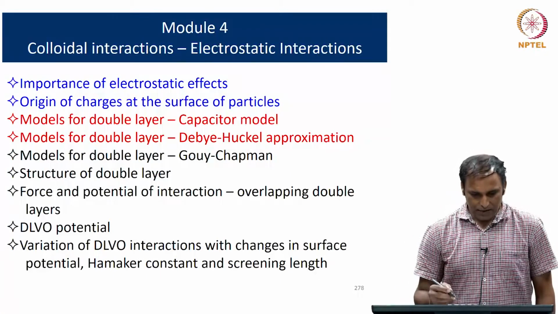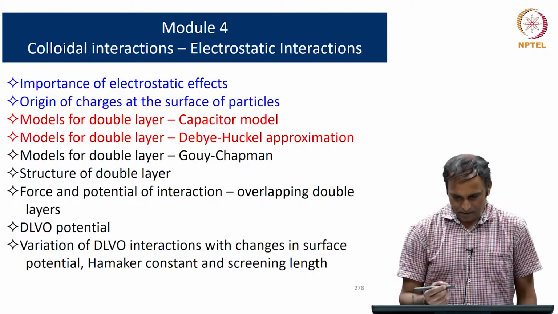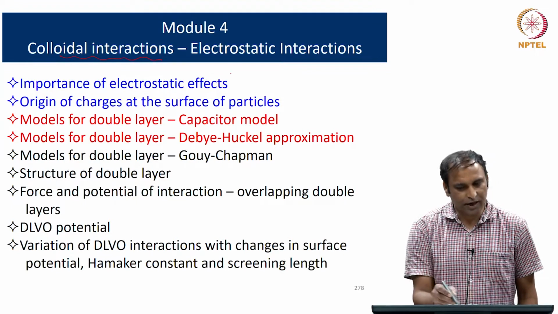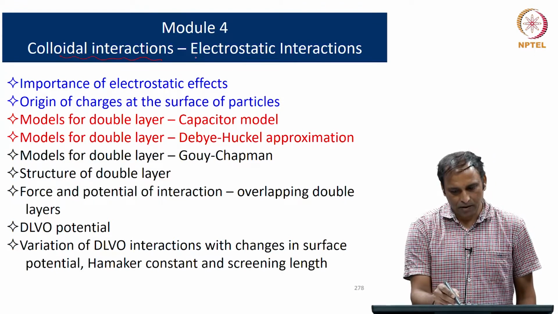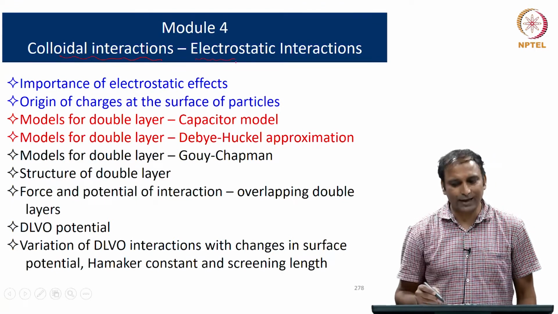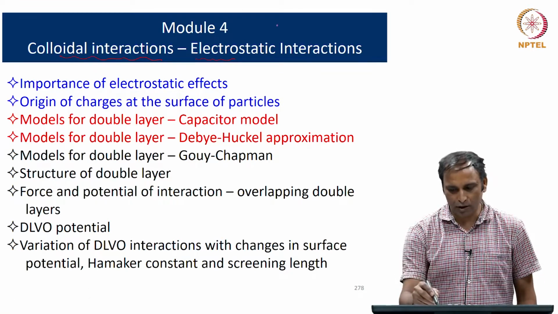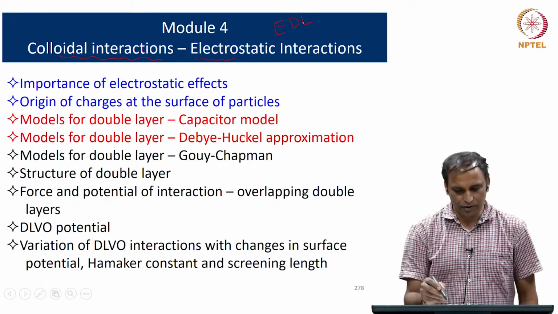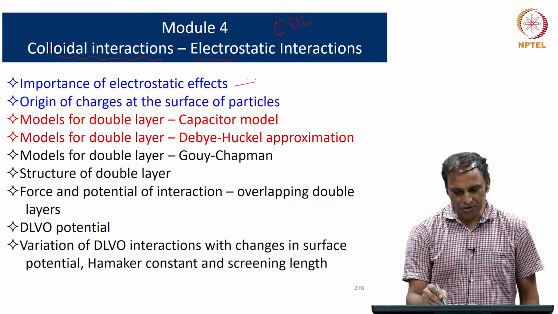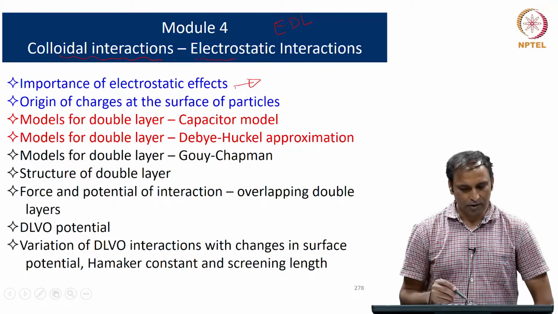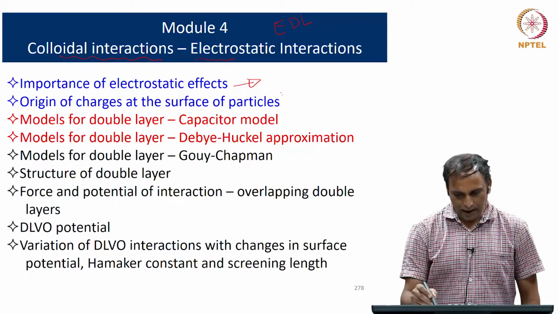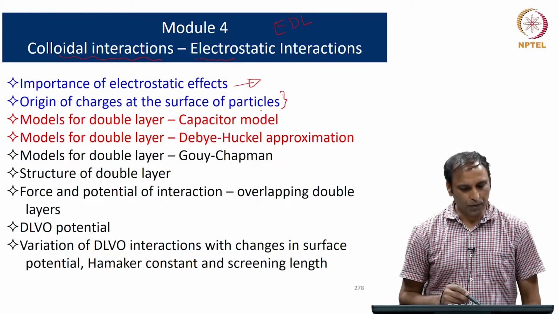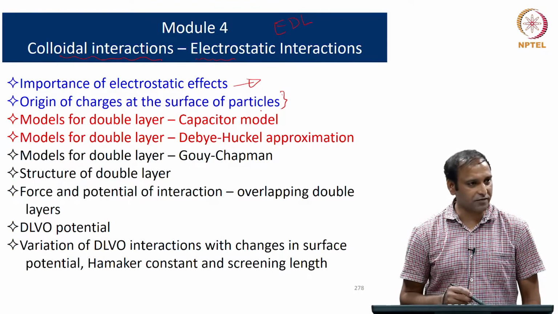Okay, so in the last class we started off with module 4, which is colloidal interactions, in terms of looking at what are called electrostatic interactions, also called electrical double layer interactions. We had briefly talked about the importance of this module, and also about the different ways by which the particle surface gets charged.